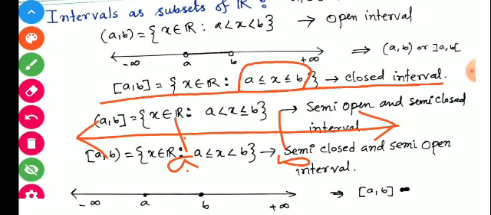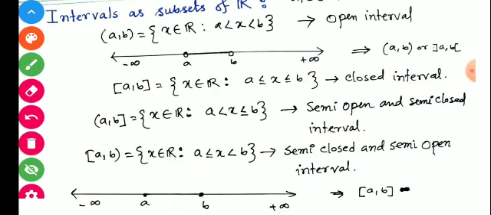So all the points between a and b, how many points are there? Infinite number of points are there. All those points are in the set of the closed interval a comma b. Here a and b are also included. That's why it's called a closed interval.